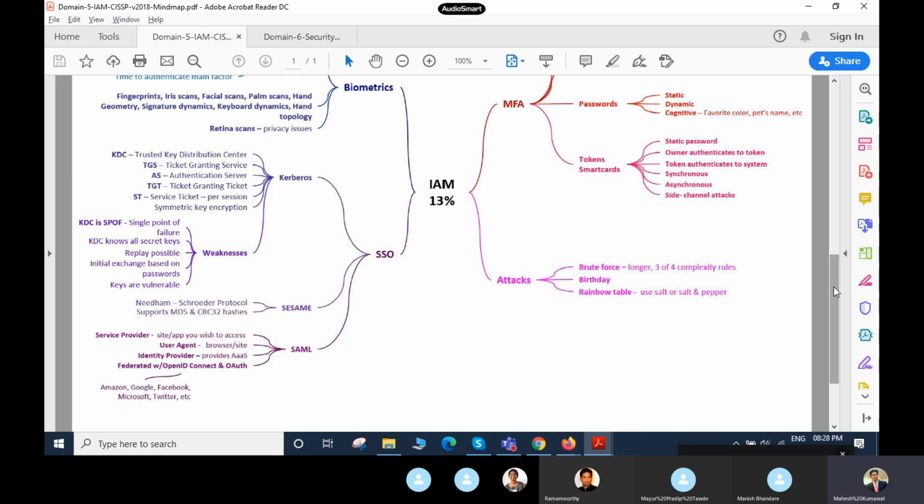Okay, then we are talking about a different one. SESAM. The protocol supports MD5 and RC4 hashes. SESAM no one is going to ask you, but just study it once on Google or whatever. Yes, so what we are talking about here is SAML.